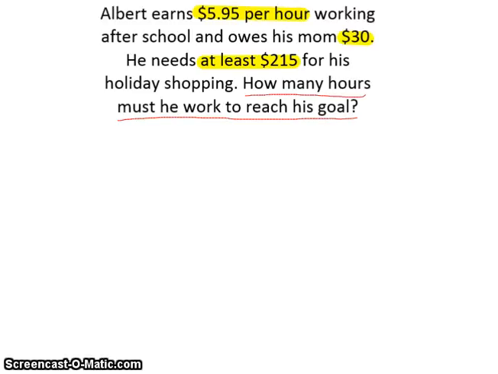Alright, so now what I need to do is create an equation. So I need at least 215. So let's start with 215. The words at least tell me that I could make more than 215. 215 is the minimum that I could make. So I need a greater than or equal to sign there. Then I know that $5.95 per hour, anytime I have the word per, it is my rate of change. So I'm going to put $5.95, and I'm going to put an x next to it, because that per tells me to multiply, and right between here is an imaginary multiplication symbol.